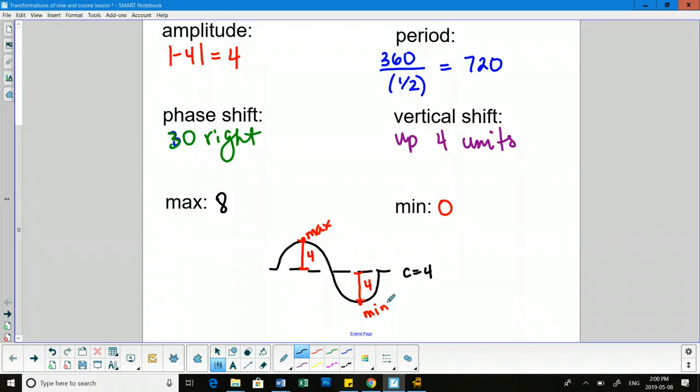Okay. The little formulas that we talked about yesterday: I can find max by doing C plus the amplitude, and I can find min by doing C minus that amplitude. That's essentially what we're doing when we count up and down the amplitude. We're adding it and subtracting it. Okay, so that's kind of our crash course in what we talked about yesterday.